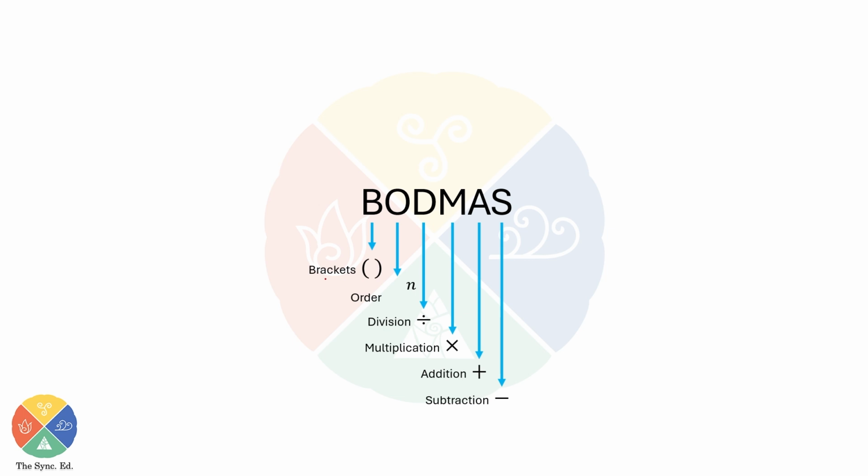What it basically says is that whenever there is a set of operations, you should do brackets first, then you have to do order. Order means something raised to something or square root, stuff like that. Then division, multiplication, addition, subtraction, and so on. So this order has to be maintained.